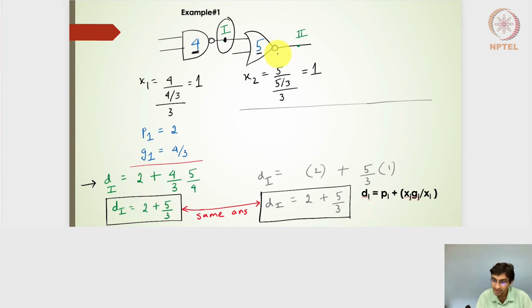And here, using the new expression, so this is our new expression using the driving factor: pi plus xj gj divided by xi. So it turns out to be nothing but 2 plus, so xj is 1, gj is 5 by 3 divided by xi is 1. So it will be nothing but 5 by 3. So 2 plus 5 by 3 turns out to be the same. Right? So it's the same example which we had seen in the previous slide.